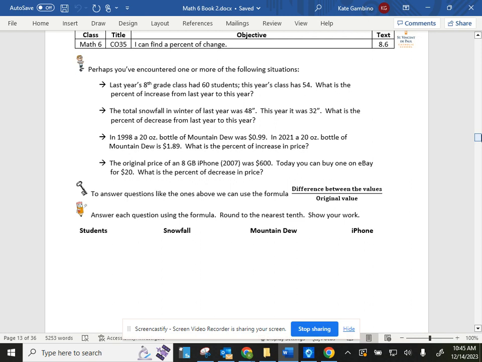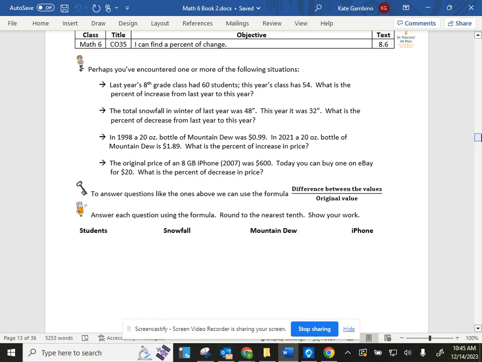In 1998, a 20-ounce bottle of Mountain Dew was 99 cents. In 2021, a 20-ounce bottle of Mountain Dew was $1.89. That's a huge increase. What is that percent of increase in price? And the original price of an 8 gigabyte iPhone in 2007 was $600. Today you can buy one on eBay for only $20. What is the percent of decrease in price?